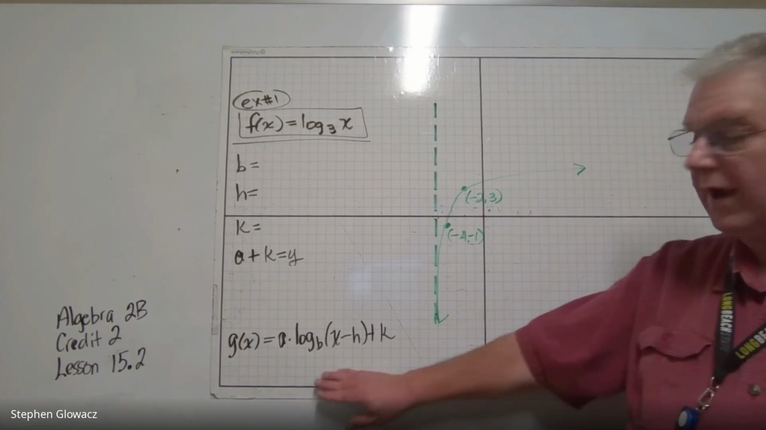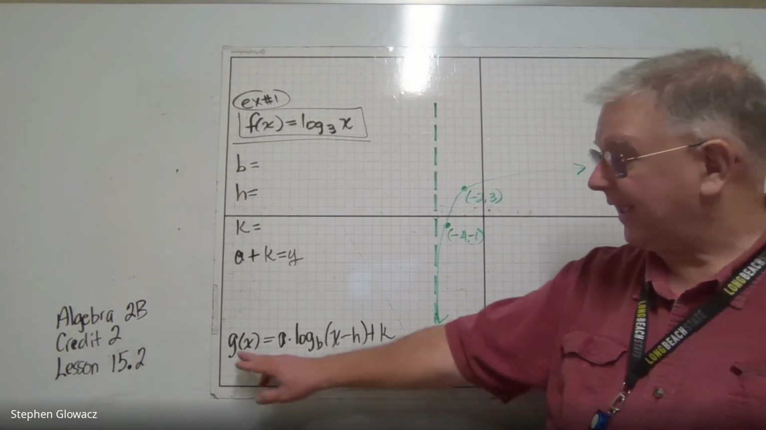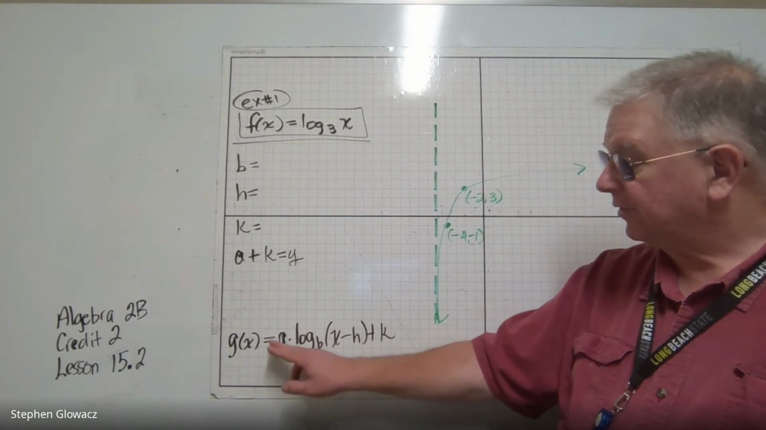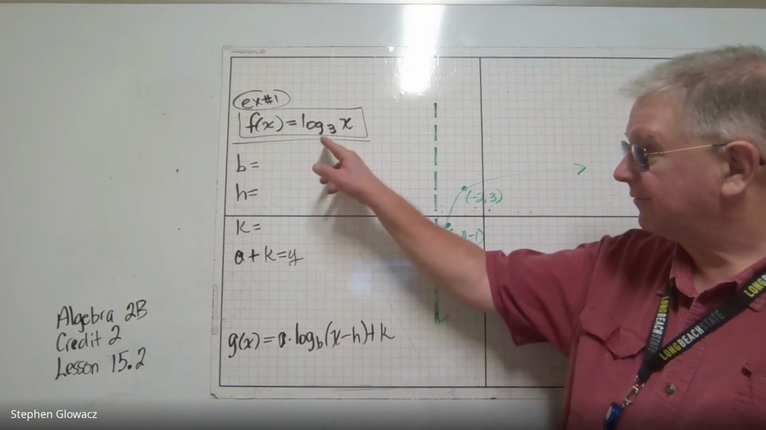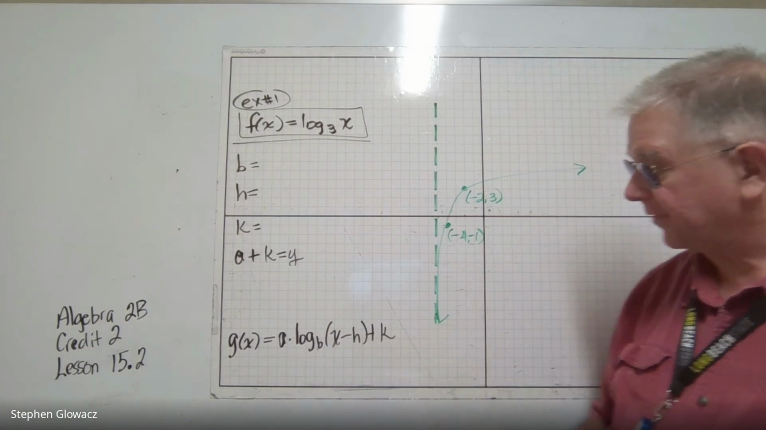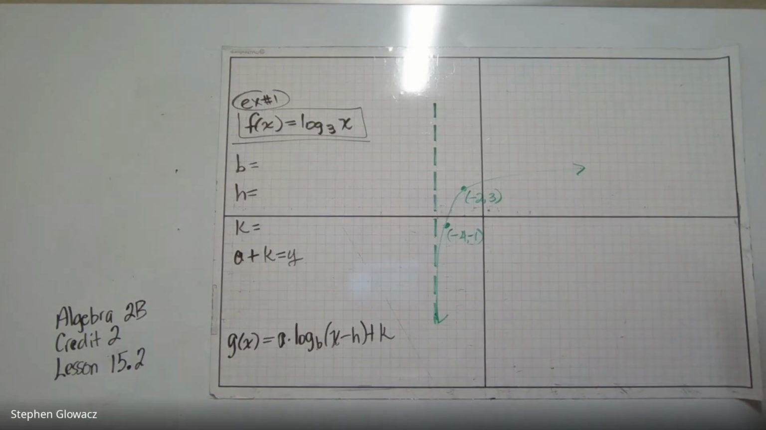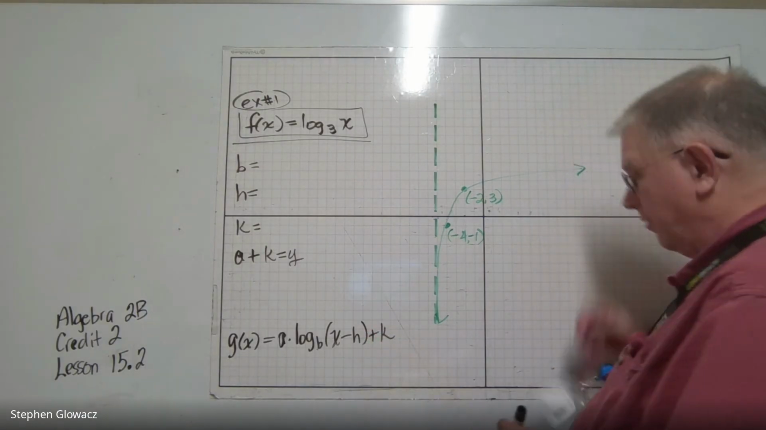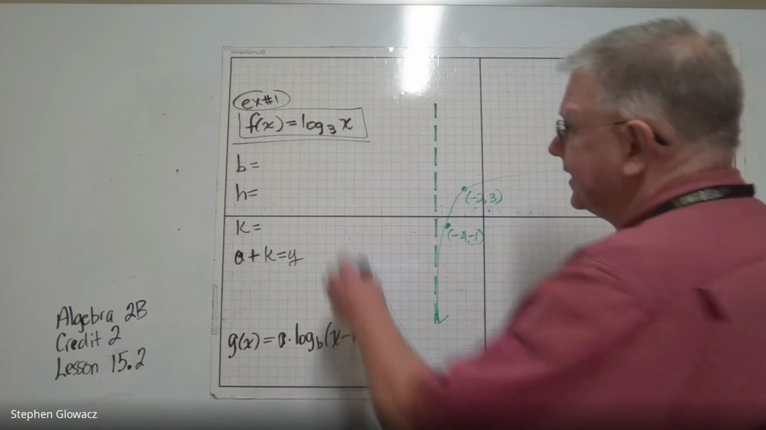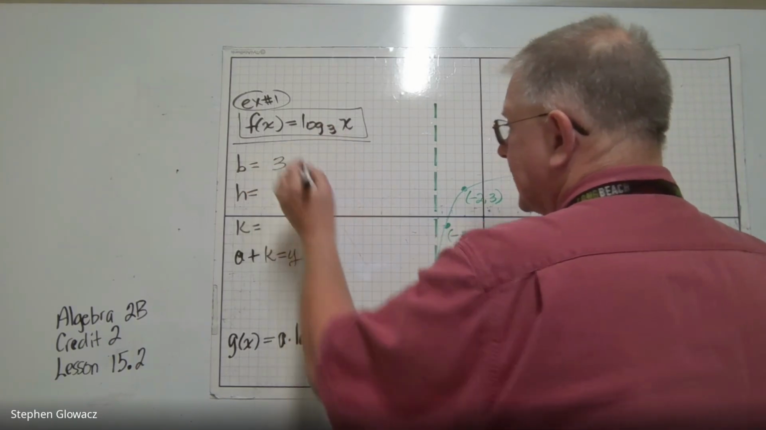So we're going to write our answer in this form in the end. g of x is, we're going to need to solve for a, for b we're given the base, and then for h, and then for k. All right, so let's start by making that a little bit better. The base is given, so the base is 3.